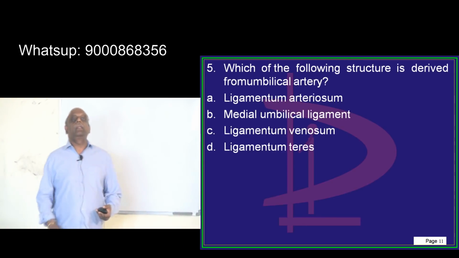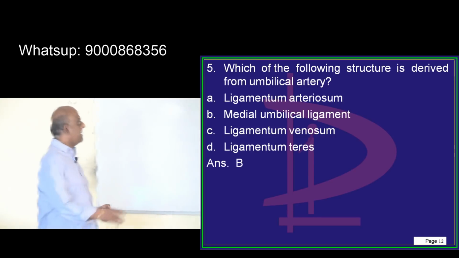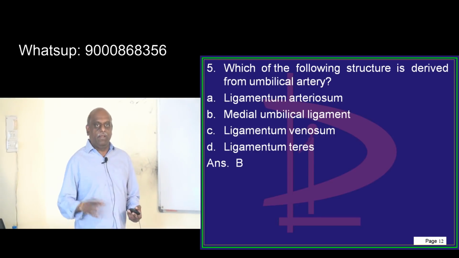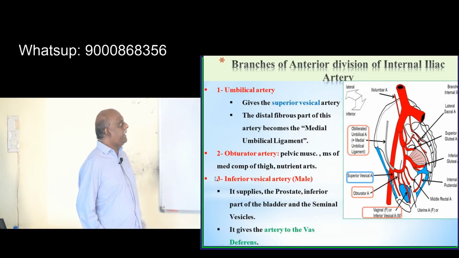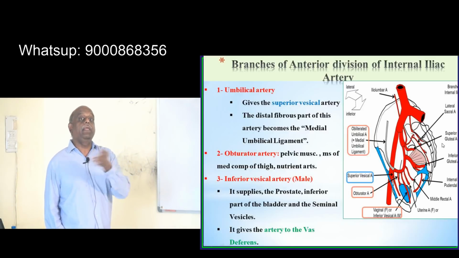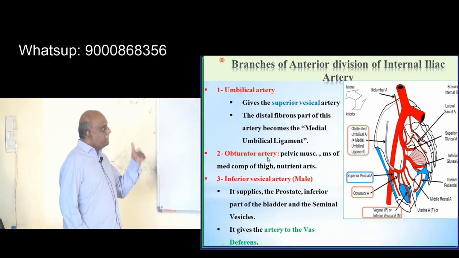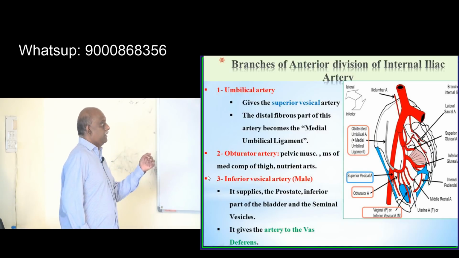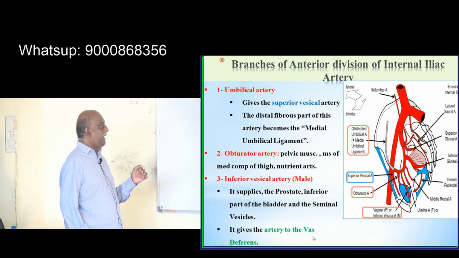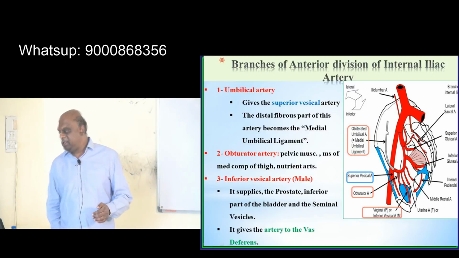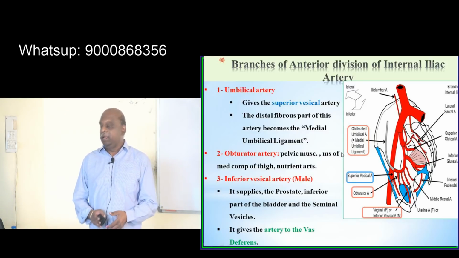From the umbilical artery, the median umbilical ligament is the one which is basically derived. The umbilical artery gives rise to the superior vesical artery. The distal part of it becomes the medial umbilical ligament, and the inferior vesical artery gives the artery to the vas deferens, is what you need to basically remember.